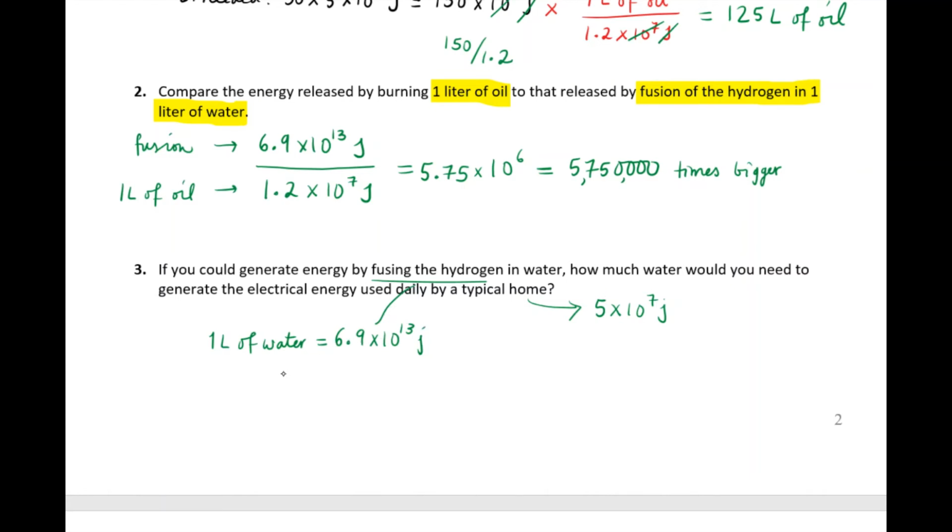So let's see. What we need is 5 times 10 to the 7 joules, and we want to find how much water we need to obtain this much energy. 1 liter of water is equivalent to 6.9 times 10 to the 13 joules. Now, this fraction, as I said, is simply 1, because that's the amount of energy released by 1 liter of water when you do the fusion of the hydrogen.